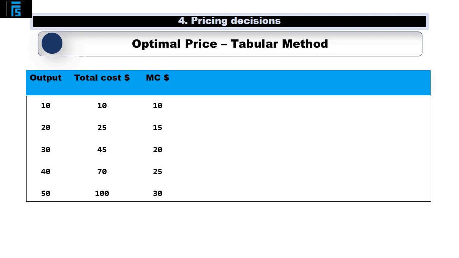It costs an extra $15 to go from making 10 units to 20 units, an extra $20 to go from making 20 units to 30 units, an extra $25 to go from making 30 units to 40 units, and an extra $30 to go from making 40 units to 50.